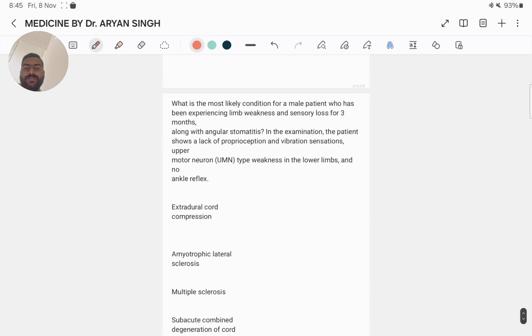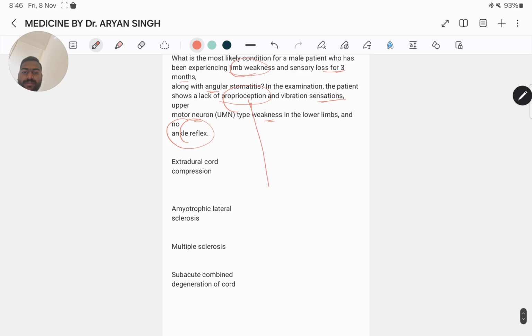Next question: what is the most likely condition for a male patient who has been experiencing limb weakness and sensory loss for 3 months along with angular stomatitis? On examination, the patient shows a lack of proprioception and vibration sensation, upper motor neuron type weakness in the lower limbs, and no ankle reflex. The answer is subacute combined degeneration of the cord, because the clinical presentation suggests subacute combined degeneration due to vitamin B12 deficiency.